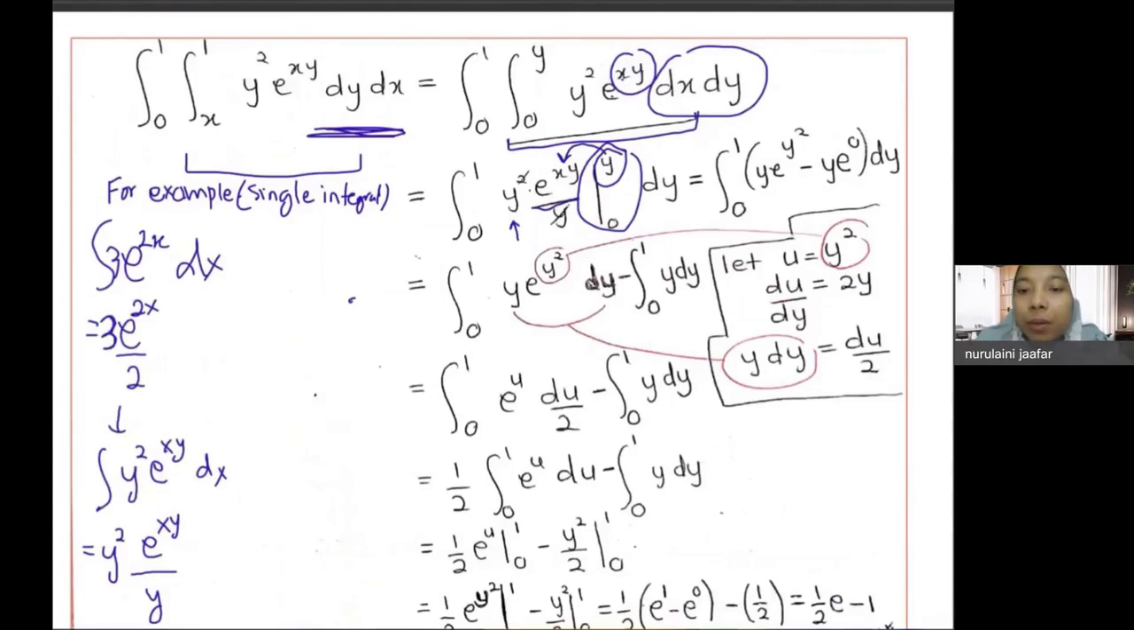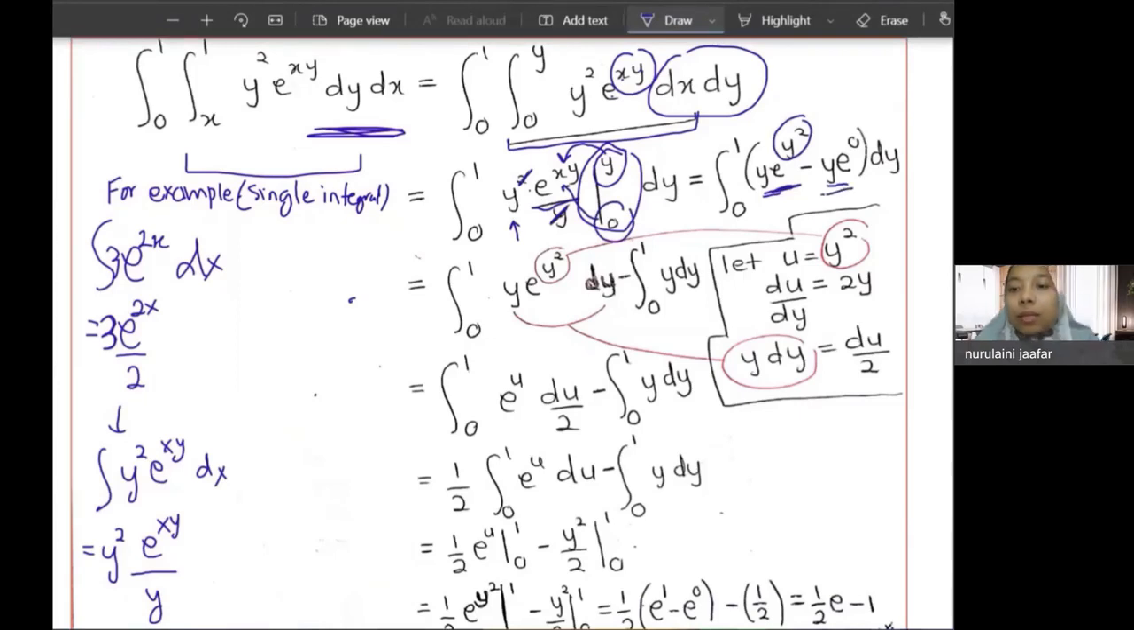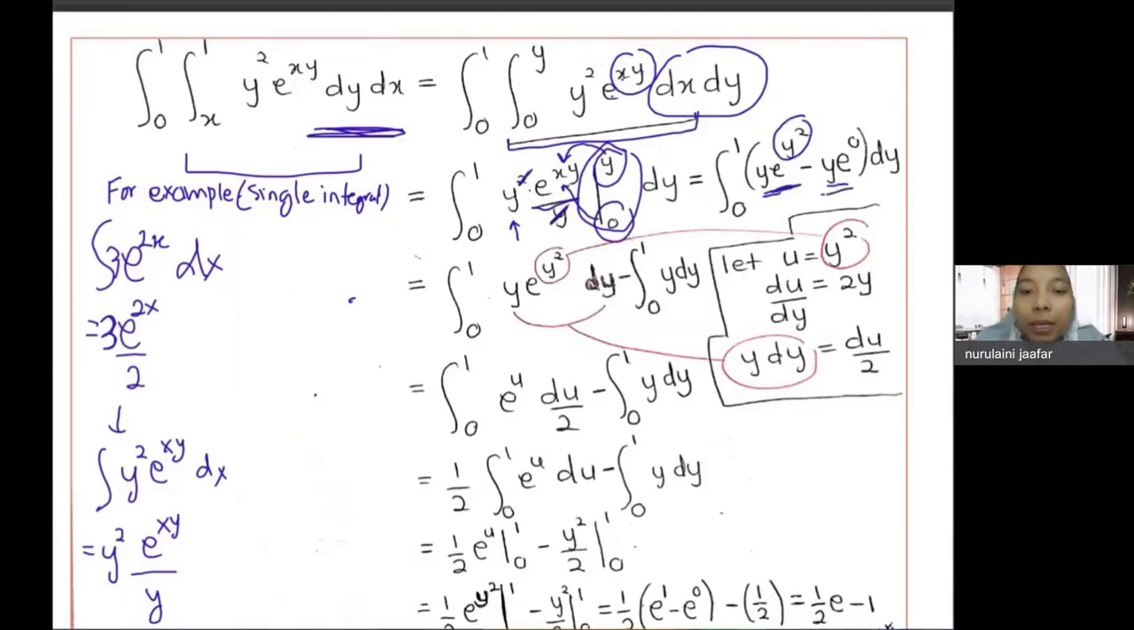So we will get y. Okay, I cancel this y. So we get y e to y squared, minus, and then substitute 0 here. E power of 0, we get this. Okay. So you simplify. Okay, you get y e to y squared minus y dy. E power of 0 is equal to 1.